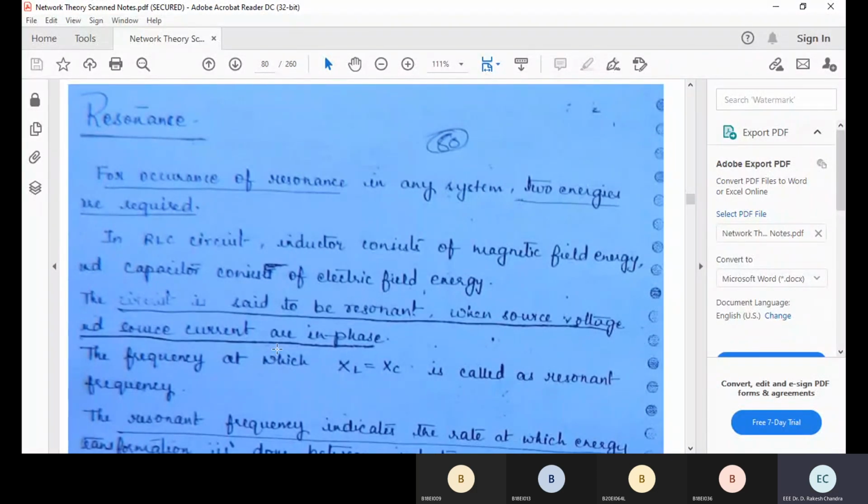After certain topics, one particular day we will solve only problems. In the meanwhile, every day we will solve one or two problems. One particular day, we will consider that the complete one hour we will solve only problems. Coming to the topic of resonance.